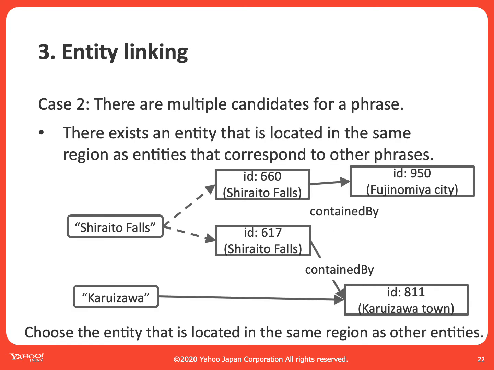Case 2. When there are multiple candidates for a phrase, Shiraito Falls, and one is located in Fujinomiya City, and the other is located in Karuizawa Town. Here we assume the other phrase Karuizawa is already linked to entity ID 811. In this case, there is a candidate entity that is located in the same area as ID 811. Therefore, we choose the entity ID 617 that is located in the same region as ID 811.